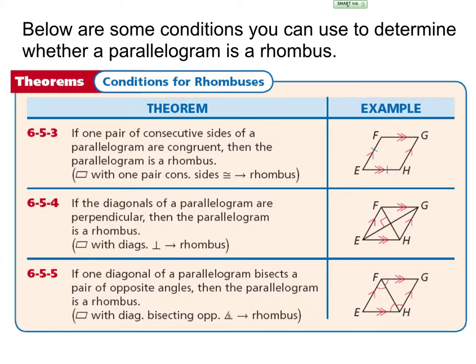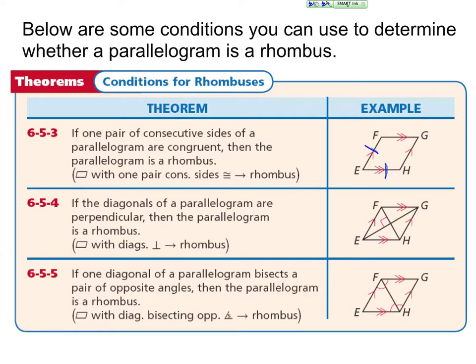Okay, if one pair of consecutive sides of the parallelogram are congruent, it's going to be a rhombus. So that picture, again, the arrows are there to emphasize it's a parallelogram. One pair of consecutive sides. It doesn't say opposite, it says consecutive. So right next to each other, they've got EF and EH congruent.